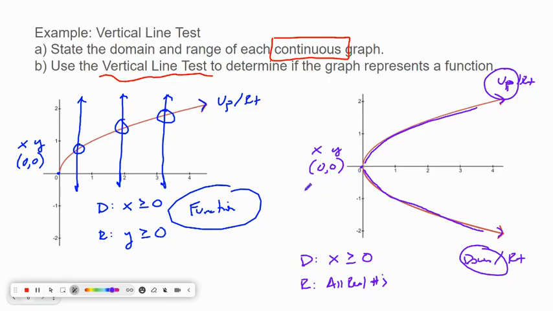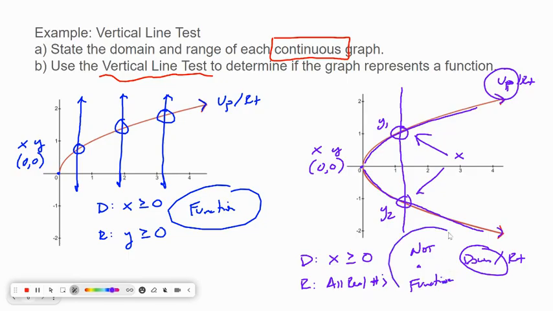Okay? And now if we do the vertical line test, here I go. Let me draw a vertical line. Uh-oh. 1, 2. This vertical line touches the graph more than once, which means that that x value has a y up here and a y down here, which is bad. This means it is not a function.